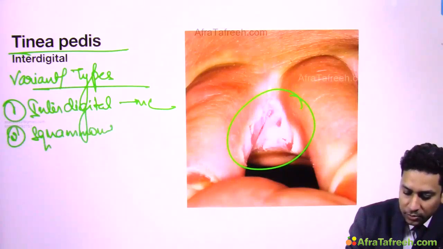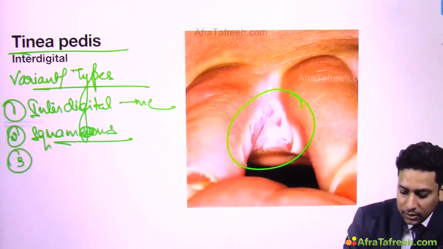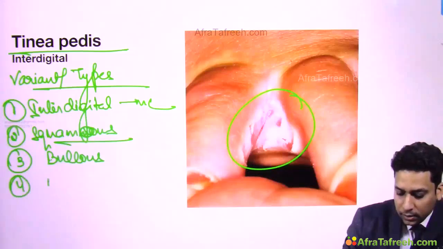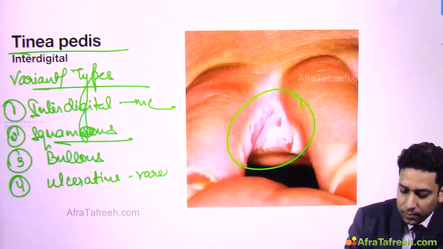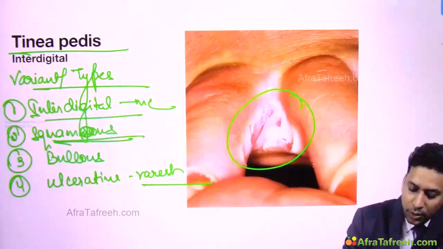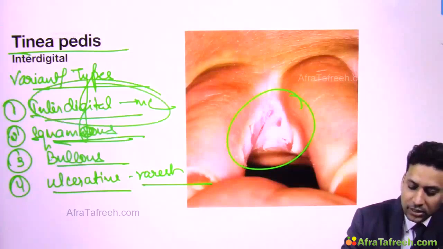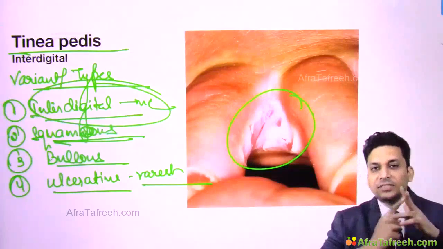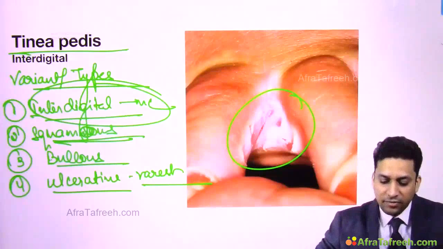Squamous is very clear from the name itself. Squamous, that is scaling is present. Then bullous type and ulcerative type. Ulcerative is the rarest type. So it can be interdigital, squamous, bullous and ulcerative. Interdigital is the most common type. So interdigital, that is web spaces in between the digits, this infection is present.